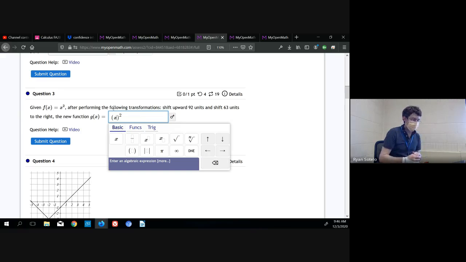You're on question 4? No, three. So you put the number you're shifting to the right in the middle of the parentheses? Yeah, the horizontal thing goes with the x. Okay. So to go right positive 63, I'm going to say minus 63.